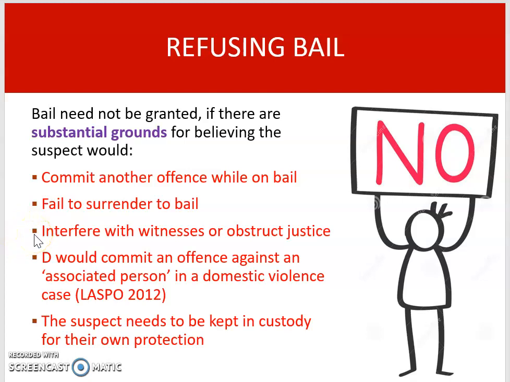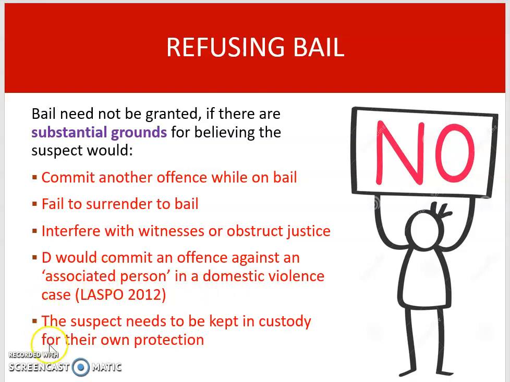Are they going to interfere with witnesses or obstruct justice? You know, are they a member of the mafia and we think they're going to interfere and start threatening our witnesses? We've now got a fairly new reason for refusing bail, and that's where the court thinks the defendant's going to commit an offence against an associated person in a domestic violence case. So if they're being charged with domestic violence, is there a risk that if we grant them bail, they're going to go straight back to that victim and inflict worse harm on them?